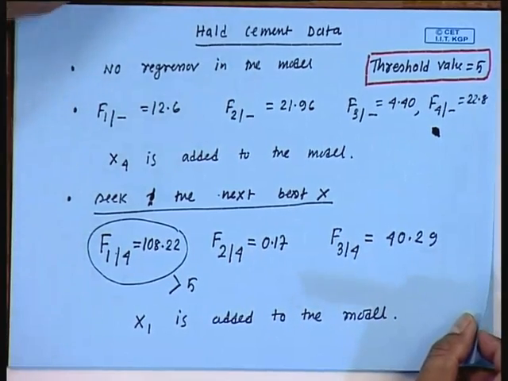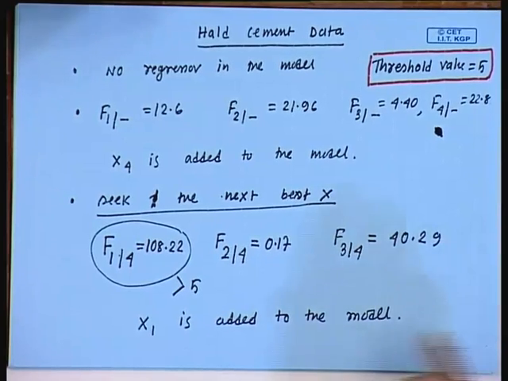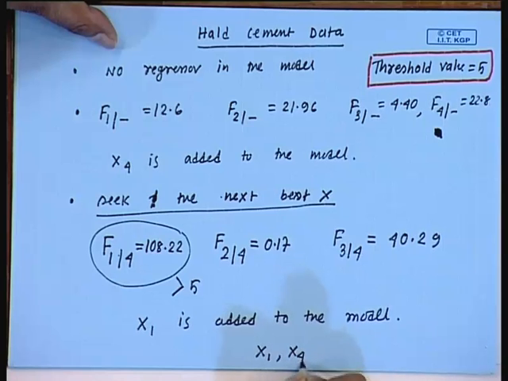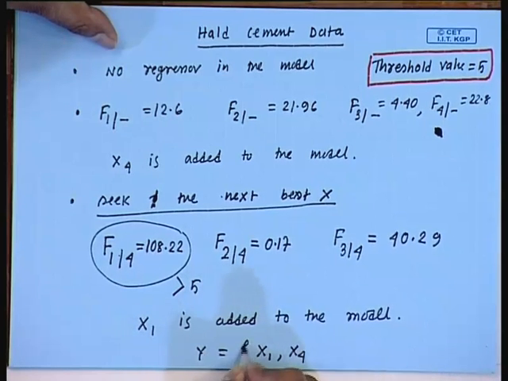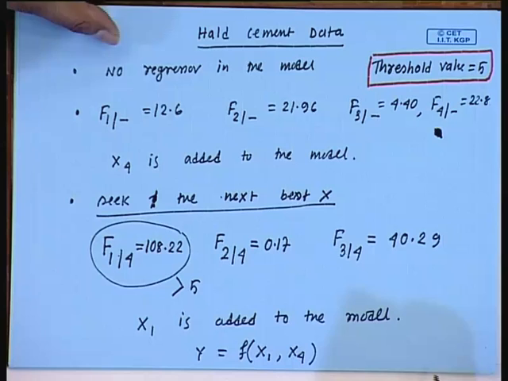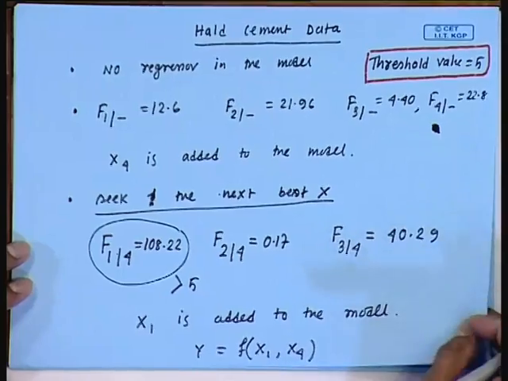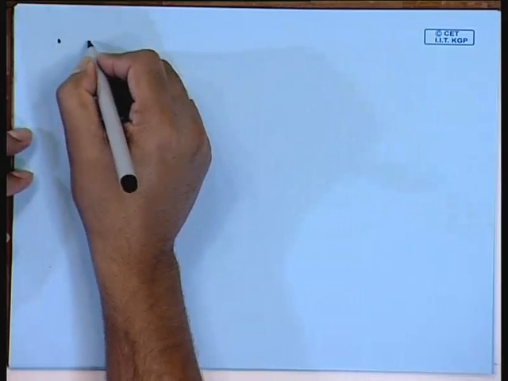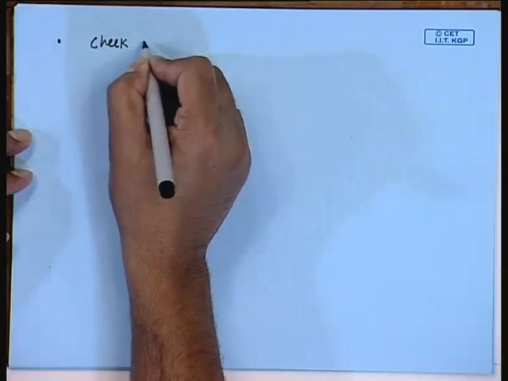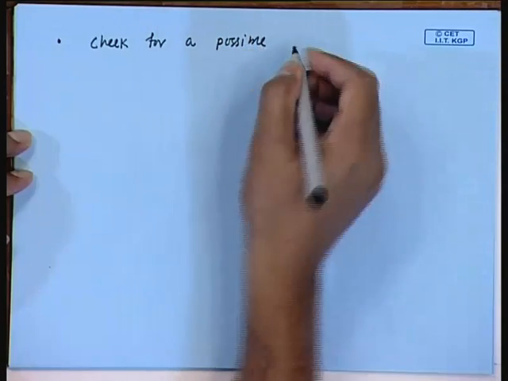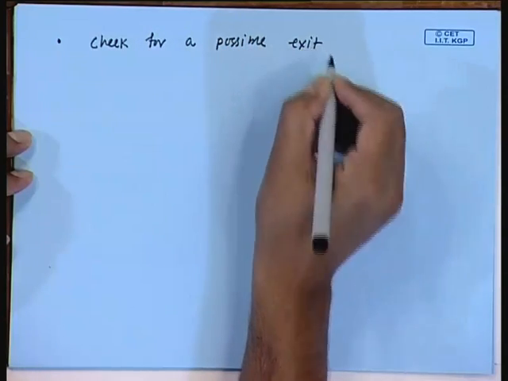Now, at this moment we have x1 and x4 in the model. So, y is in terms of x1 and x4 at this moment. Now, this is the difference here: in the next step we check for a possible exit.